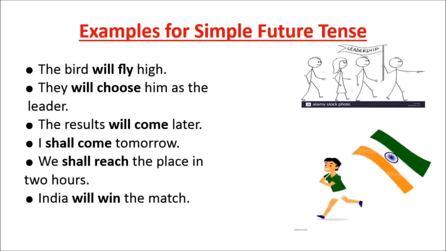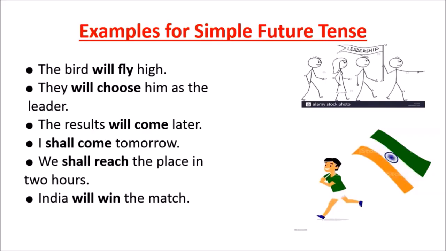Okay class, now we are moving on to the examples for simple future tense. Okay, students, I have given a list of examples. Now let's learn simple future tense. Look at the first example. The bird will fly high. So someone is believing that the bird will fly high. That's why they are using will. So will is automatically what? Future tense. Good.